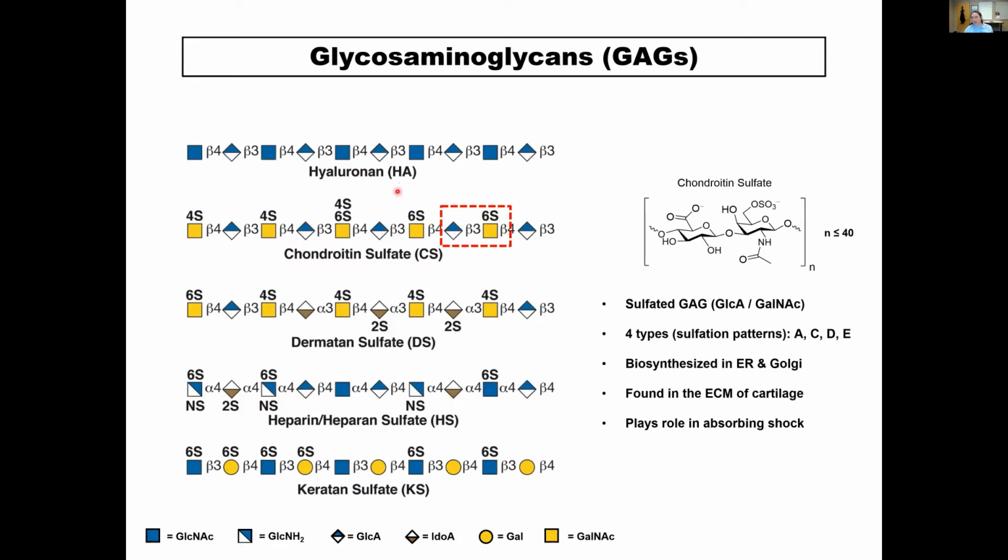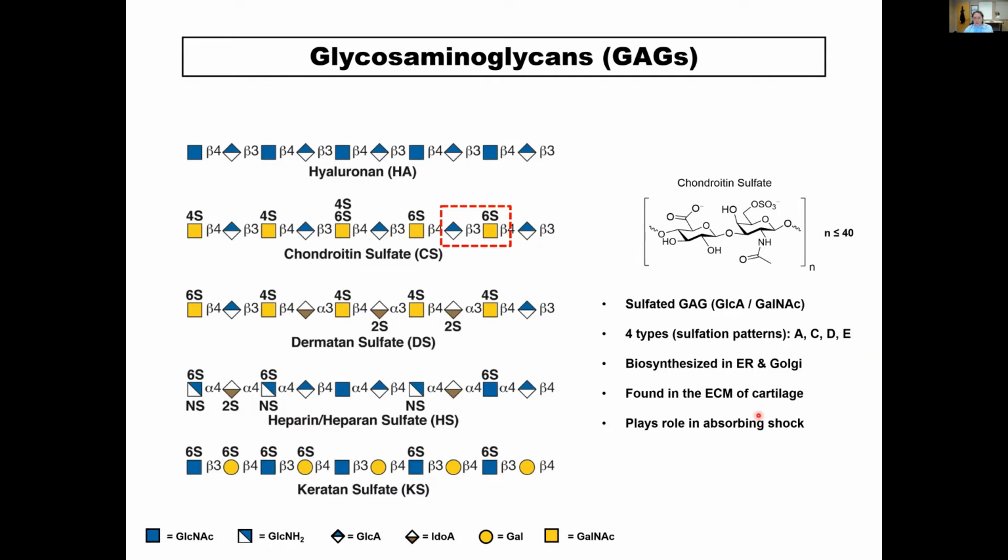The difference between HA and CS and all these other GAGs is that all these different classes of GAGs are biosynthesized in the ER and the Golgi of the cell by a large group of biosynthetic enzymes that not only attach these individual sugars, but also include many sulfotransferase enzymes that attach sulfate groups at specific positions. There are 4 different types of chondroitin sulfate: A, C, D, and E. The difference between them is the sulfation pattern, and so the structure that these different chondroitin sulfates have.